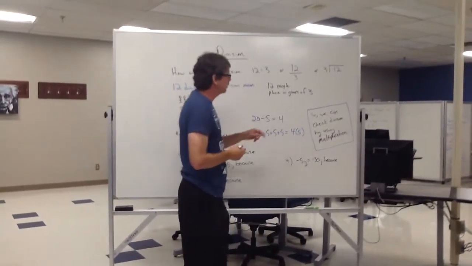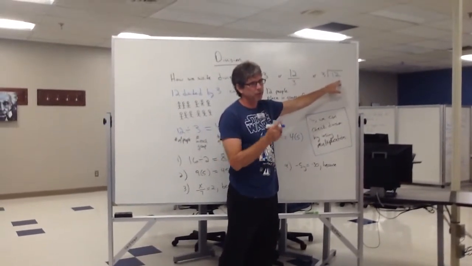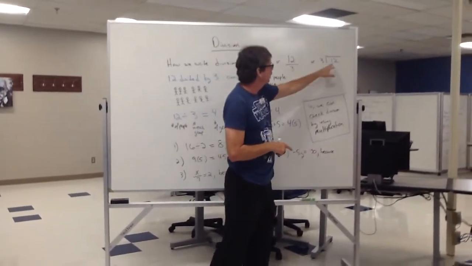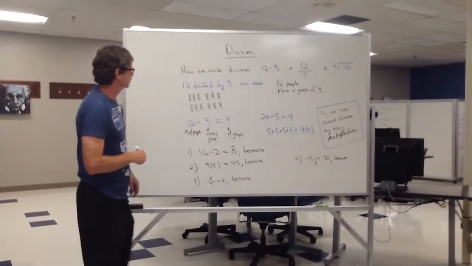Now, this last example, you've got to be very careful because a lot of people like to use calculators. If you type in 3 divided by 12 in the calculator, that is going to be wrong. That problem really means how many 3's go into 12. So it's a little bit different. So watch out on the calculator.